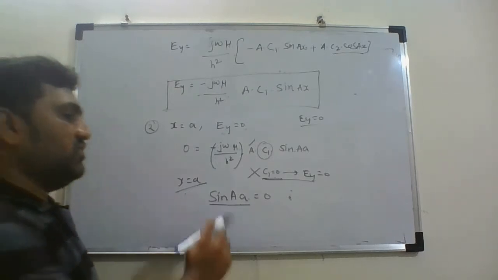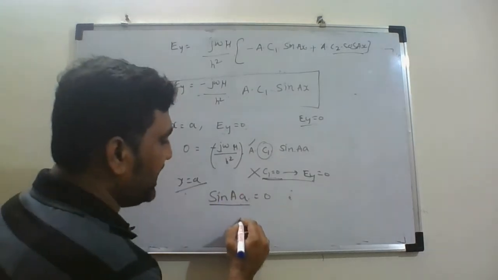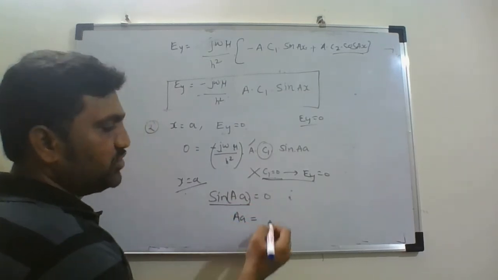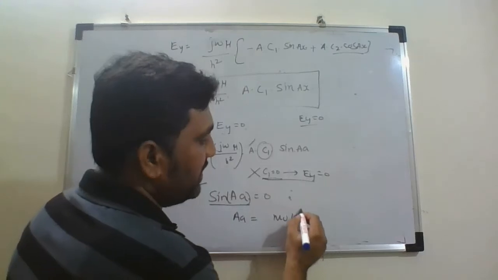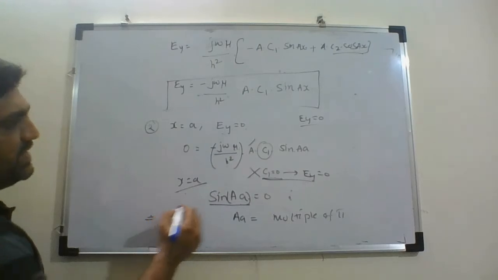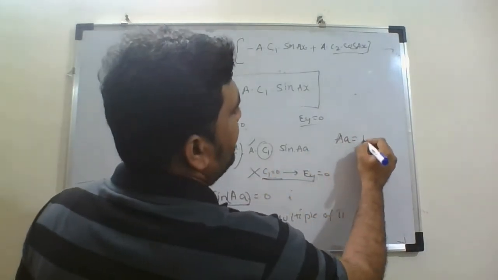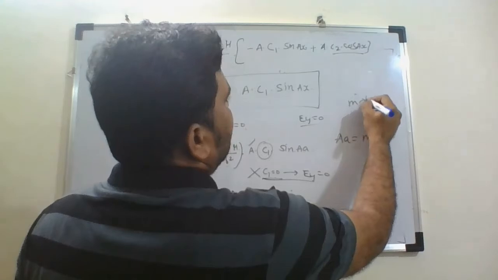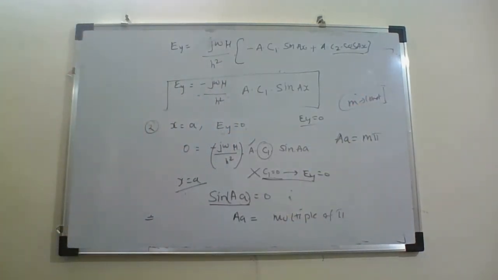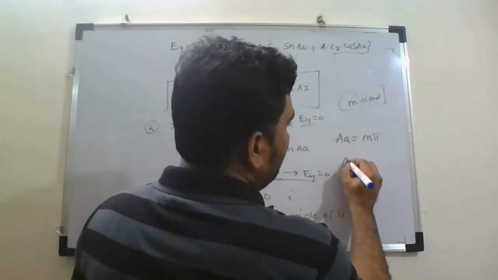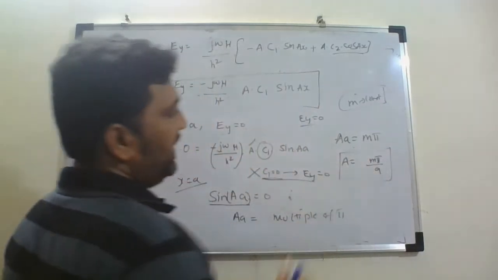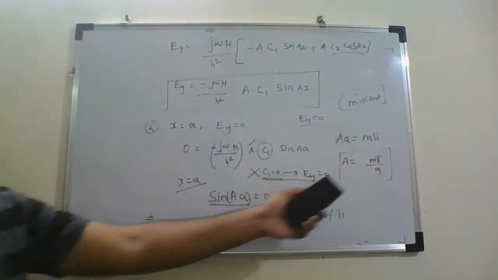Okay, so sin AA becoming 0 implies that AA should be a multiple of pi. So AA is equal to m pi, where m is a constant. So A is equal to m pi by A. Capital A is equal to small m pi by A.